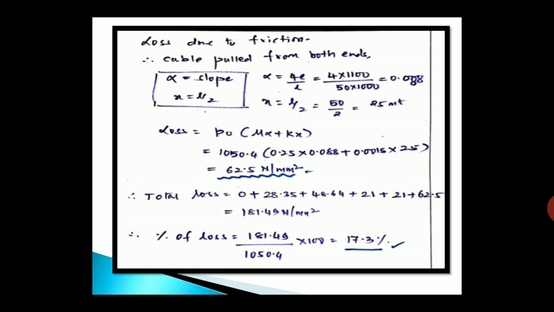square. Therefore, the total loss will be 0 for elastic deformation because there is no loss due to elastic deformation. Considering all the other losses, we get the total loss as 181.49 Newton per mm square. Therefore, percentage of loss is equal to total loss divided by initial stress into 100. We get that as 17.3%.